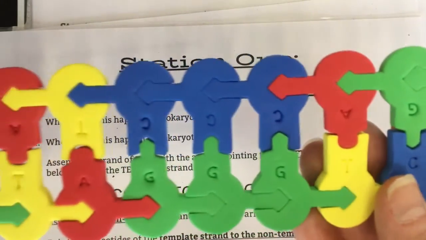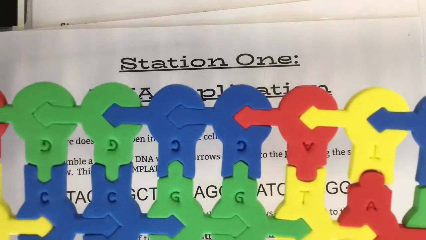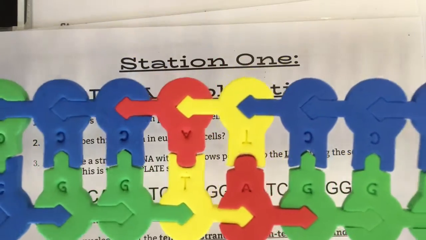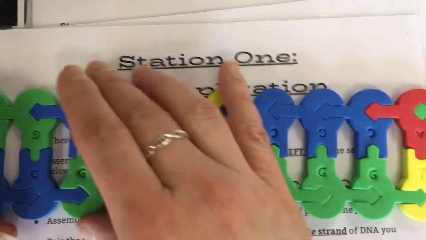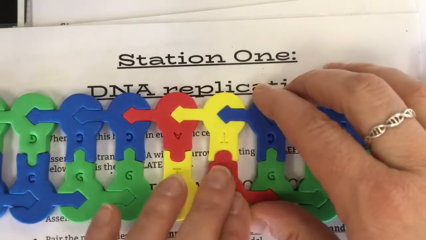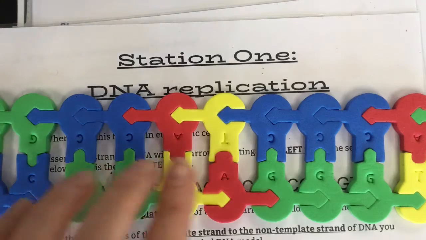So something also I want you to notice is that in our template strand, the arrows are pointing to the left, but notice in our non-template strand, the arrows are pointing to the right. Remember, we've looked at the fact that the DNA strands are anti-parallel. They're going in opposite directions, but that is the way that they fit together.